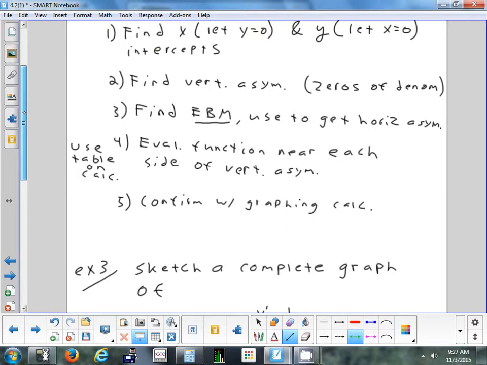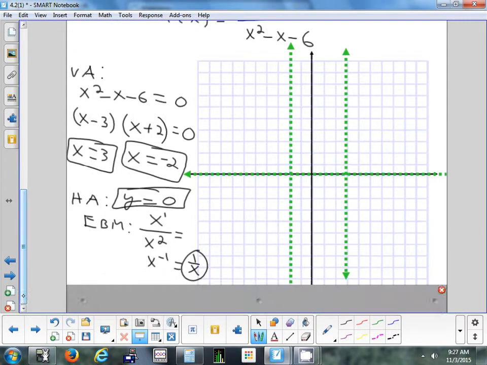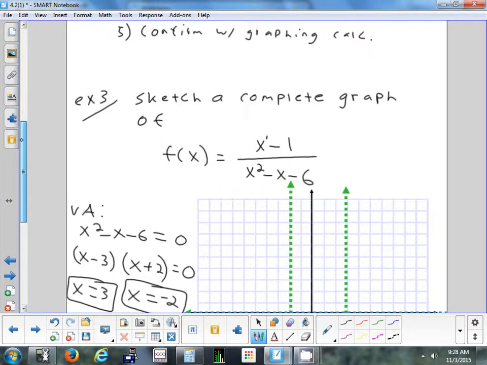All right, what else? We've got vertical asymptotes. We've got end behavior and horizontal. We'll do step 4 on the calculator in a minute. So let's find the intercepts. The x-intercept is when you plug 0 in for y. So basically we're asking how we'd make this fraction 0. How would we make it equal 0?